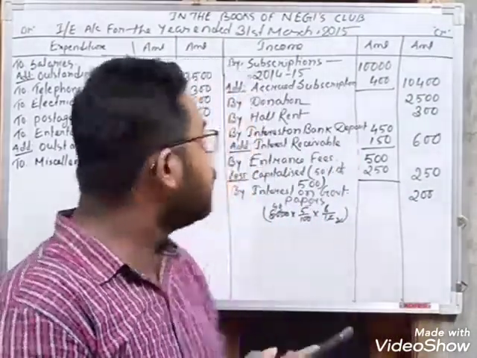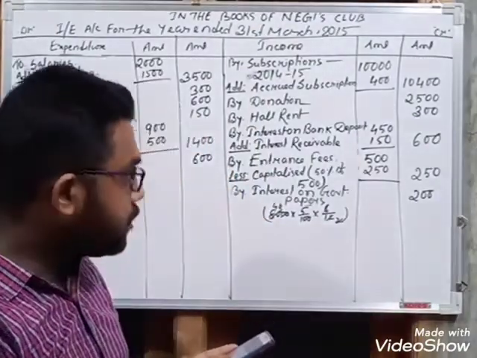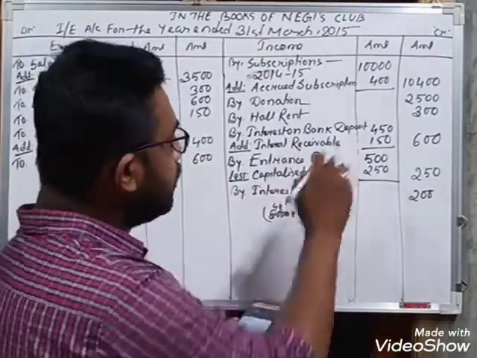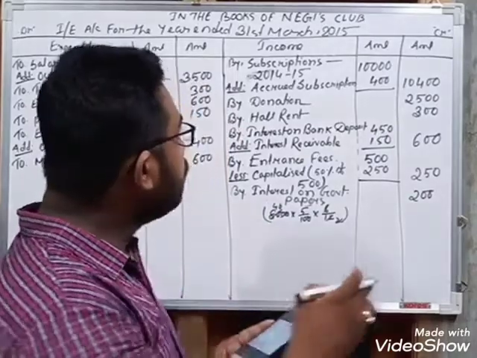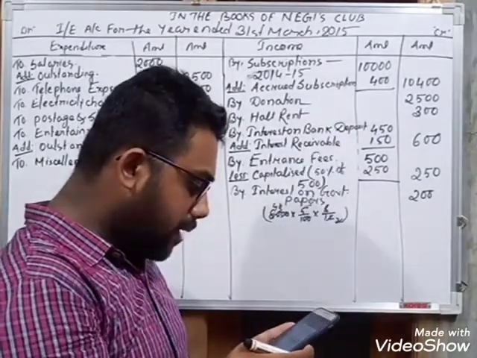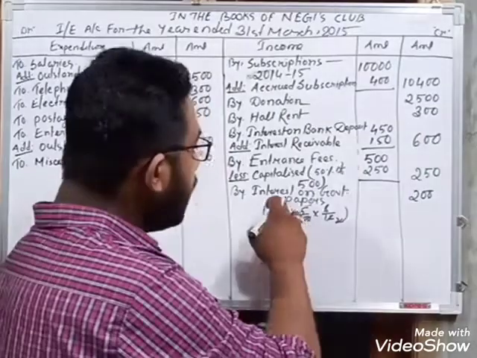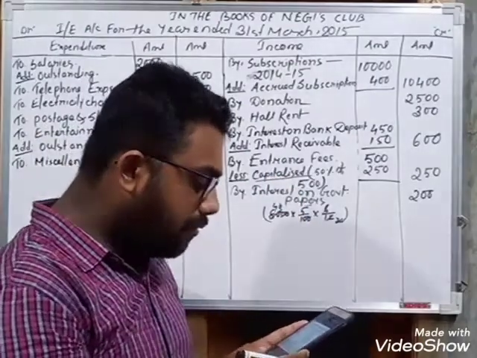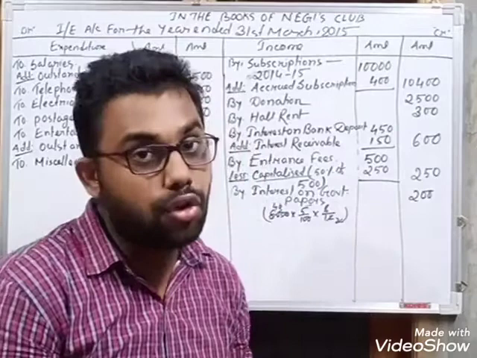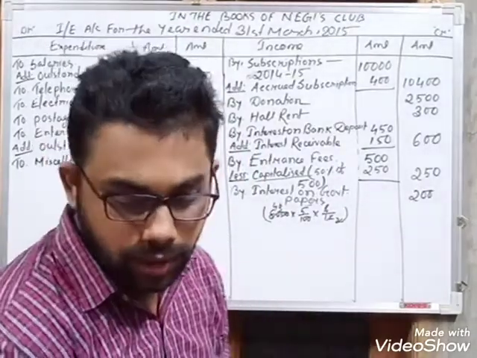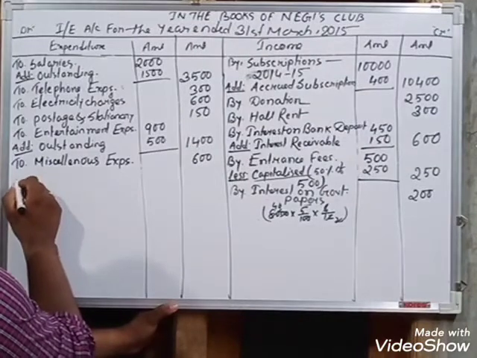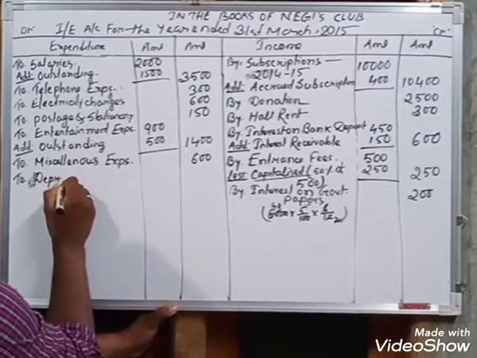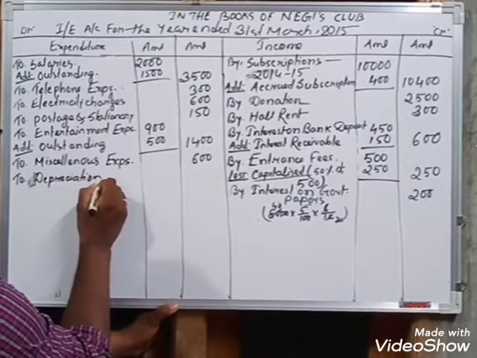Salary outstanding, that we have adjusted. Entertainment expenses outstanding, that we have also adjusted. Bank interest receivable, that we have already adjusted on the income side. Next, subscription accrued, adjusted. 50% of the entrance fees is to be capitalized, it is also adjusted. And the last one is the furniture is to be depreciated at 10% per annum. So it is a non-cash expenditure, but it is expenditure for the current year, so it will be on the expenditure side: depreciation on furniture.